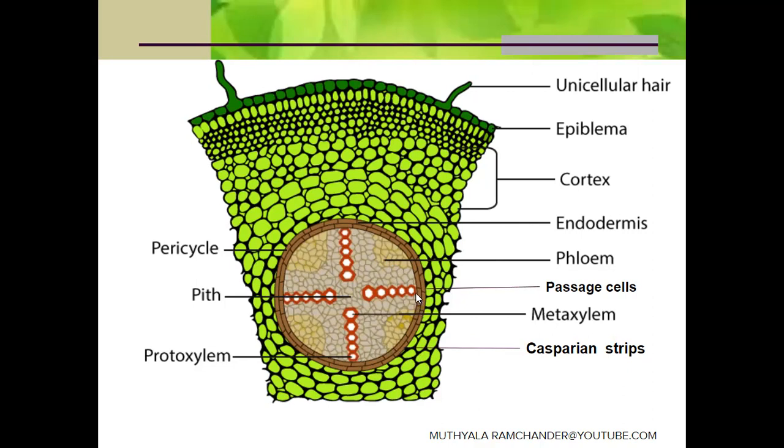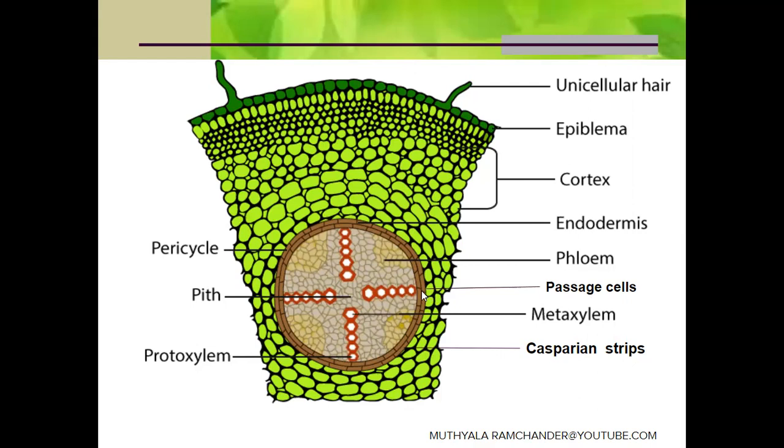In the endodermis of the root, opposite to the protoxylem, passage cells are present in the endodermis. It is an important function of the endodermis.